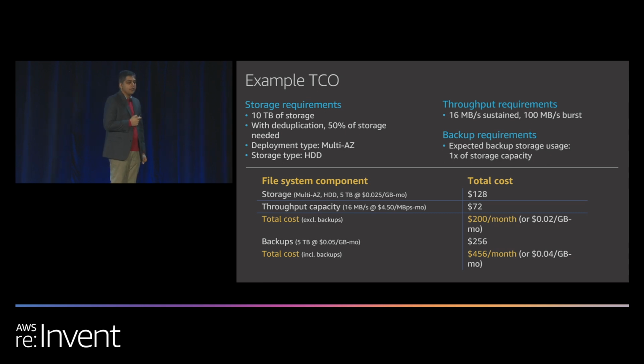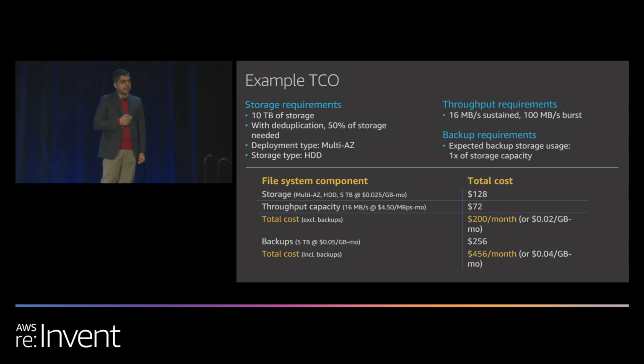In terms of the pricing model for FSx, you pay for your file systems and backups separately. For your file systems, you pay for two dimensions, for storage and throughput. So let's walk through an example of how the TCO looks for using FSx. Let's say in your workload, you have 10 terabytes of storage.